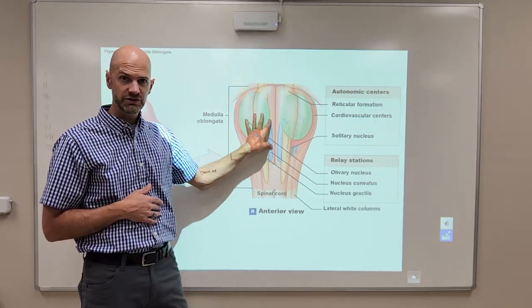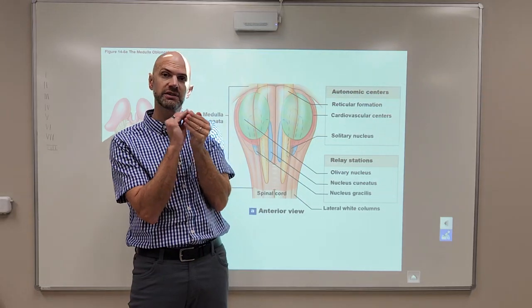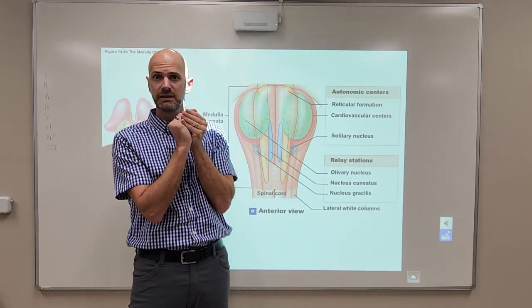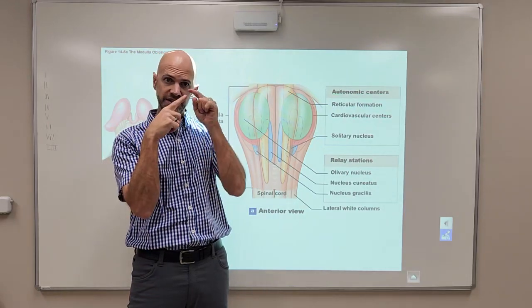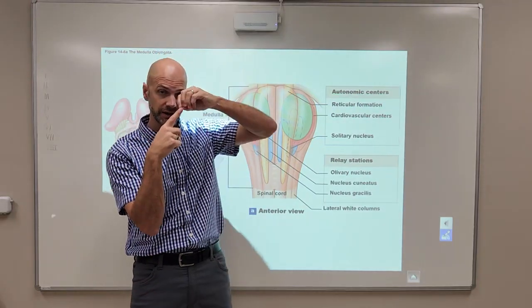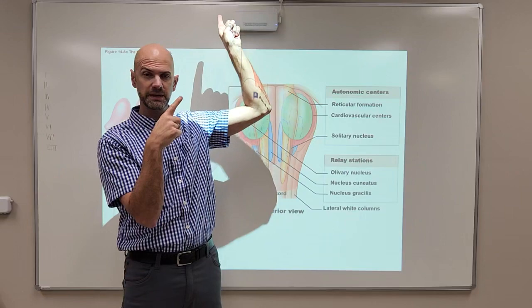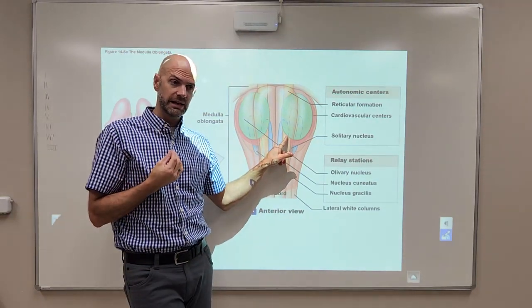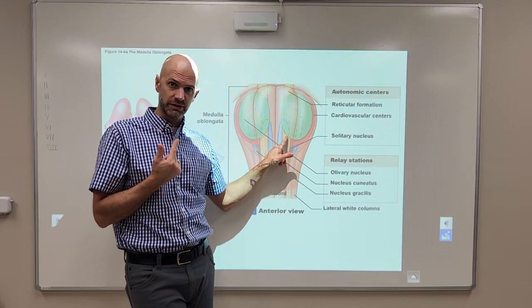What are all these structures? They're just collections of nuclei, collections of neuron cell bodies. So neurons are coming into there, synapsing with another neuron, and then the message continues. So a nucleus is a collection of cell bodies, and that's where synapsing occurs.